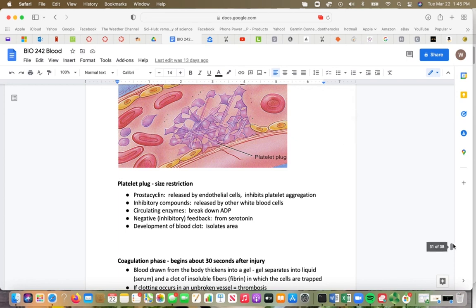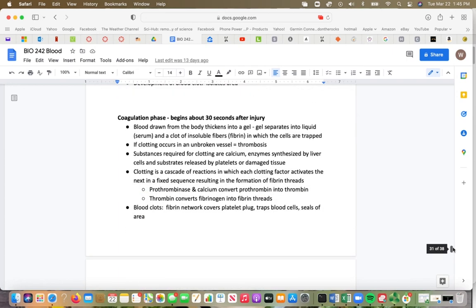So the coagulation phase begins about 30 seconds after injury. So blood drawn from the body starts to thicken into a gel, and this will separate into a liquid and a clot of insoluble fibers from the fibrin that gets trapped. So if clotting occurs in an unbroken vessel, we call it thrombosis. So some chemicals we need for clots would include calcium, enzymes from the liver cells, and then other substrates from the platelets or damaged tissue.